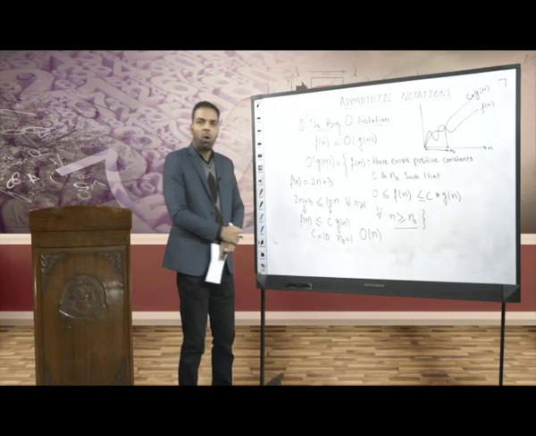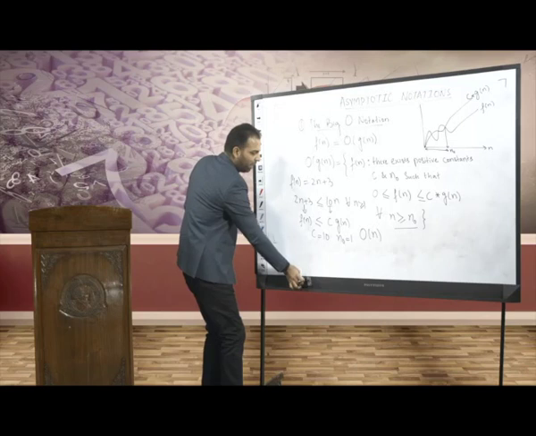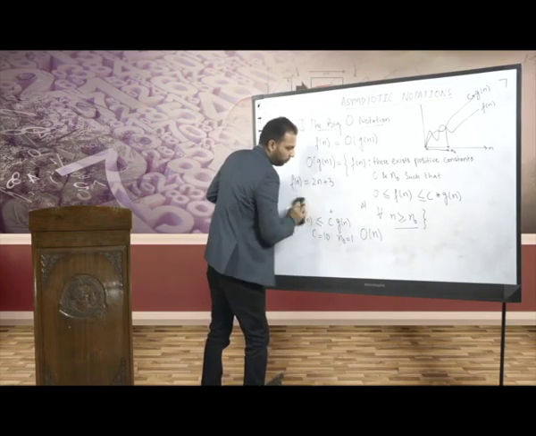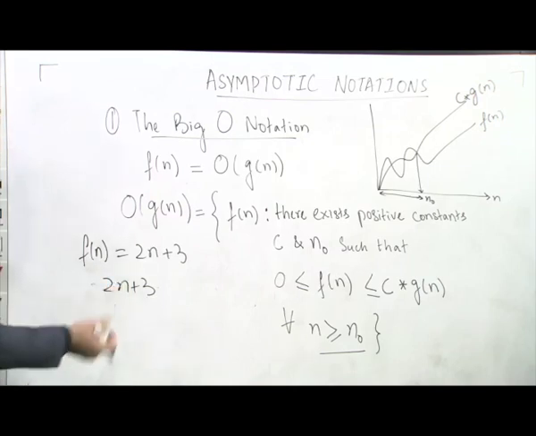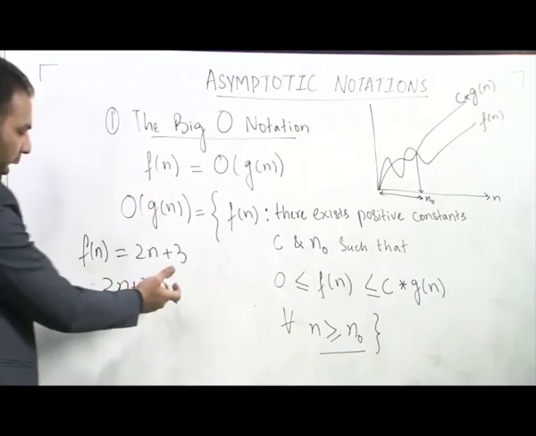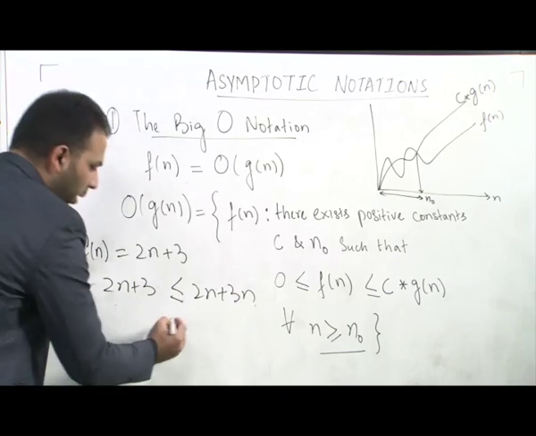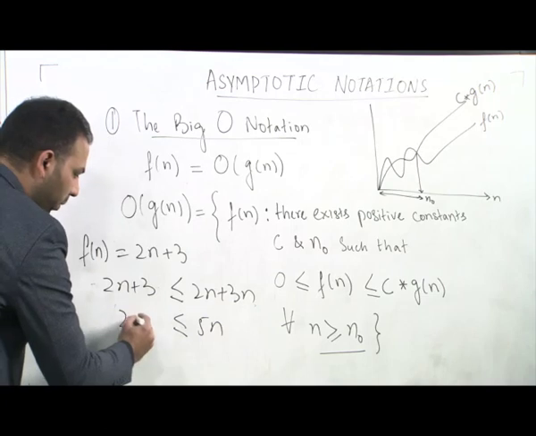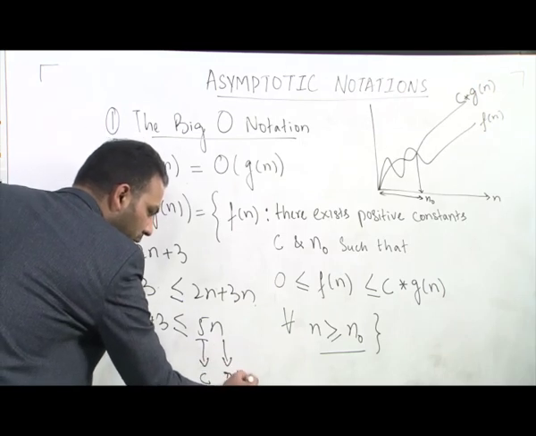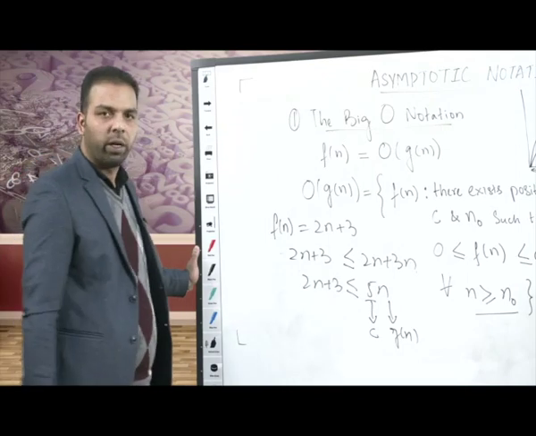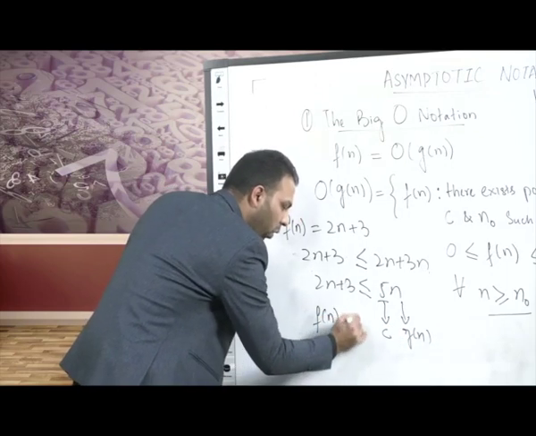Now you might be thinking, how did I know I have to write 10n? Actually, there are ways to do it. One of the simplest ways is this: if you have, say, 2n plus 3, you can simply replace the 3 with 3n, since 3 is at most 3n for n at least 1. So it will be less than or equal to 2n plus 3n, which is 5n. This is also true. Here your c is 5, your g of n is n, and your n0 is again 1. So again, your f of n is order of n.